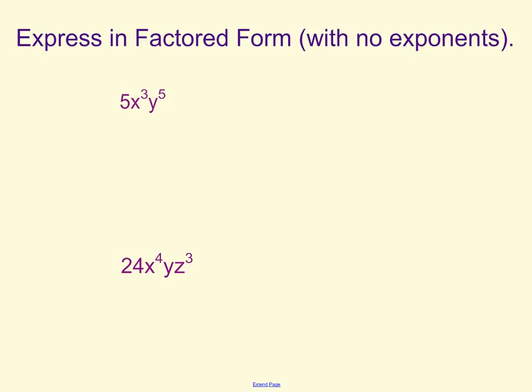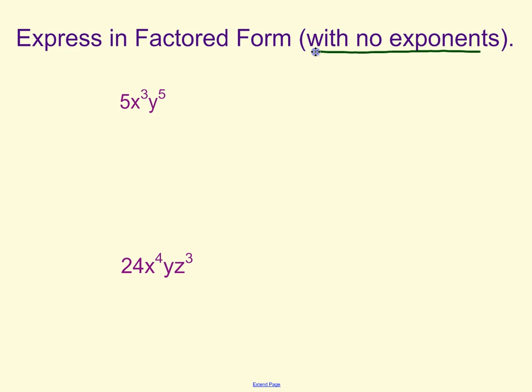Alright, I think part of the challenge of this chapter is just understanding what you're being asked to do with the directions. So here we're asked to express in factored form, and then this is kind of helpful. It says with no exponents. So what we're going to do is take the monomial that they give us and break it down into all of its factors, so everything that multiplies together to give us that 5x cubed y to the fifth. But with no exponents.